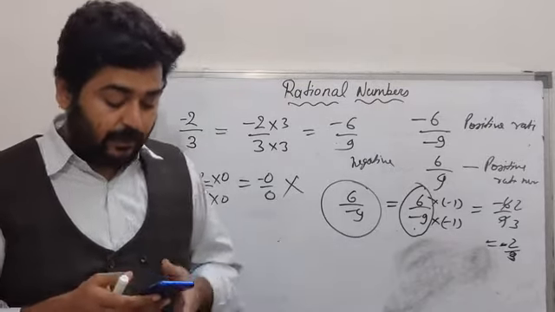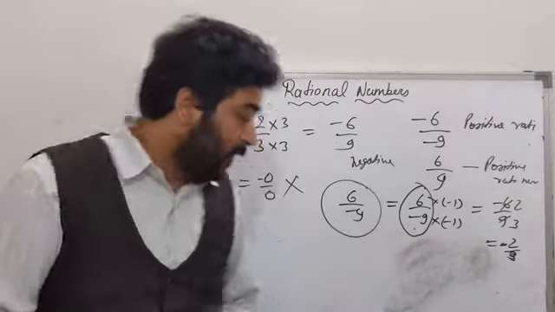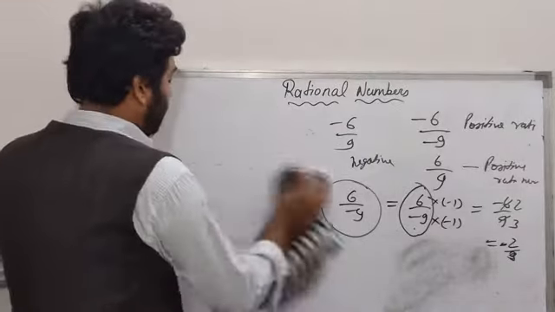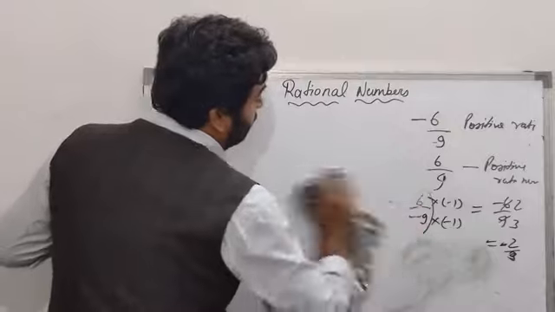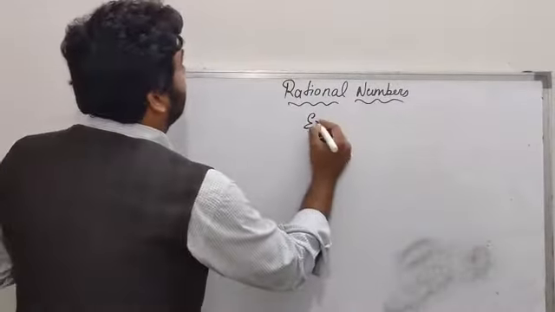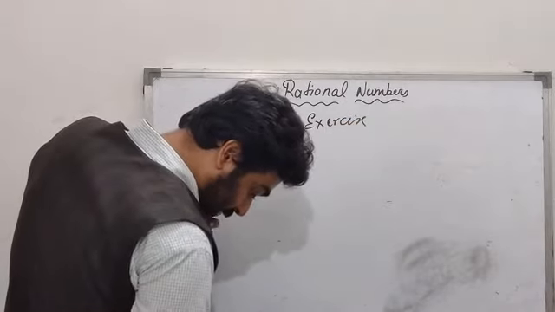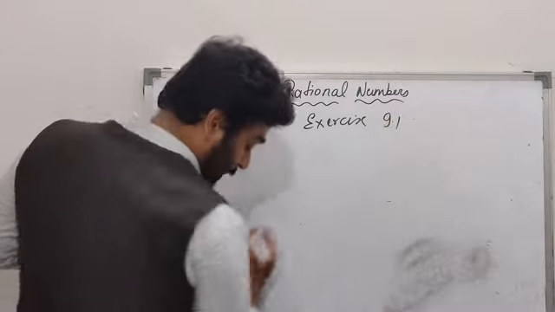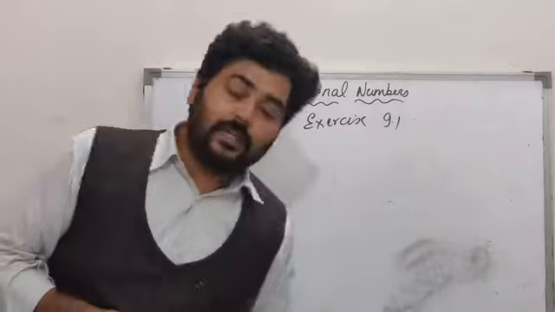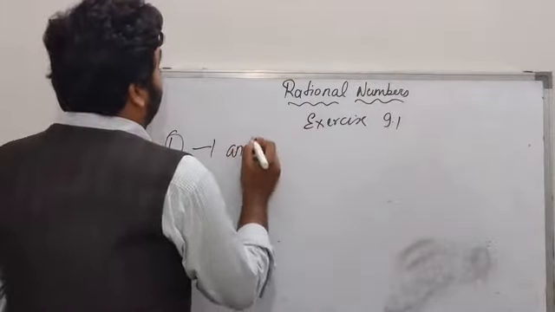चलो एक्सरसाइज 9.1. एक्सरसाइज 9.1: लिस्ट 5 रैशनल नंबर्स बिटवीन -1 and 0. यू हैव टू लिस्ट 5 रैशनल नंबर बिटवीन -1 and 0. आपको -1 and 0 के बीच में 5 रैशनल नंबर लिखने हैं.